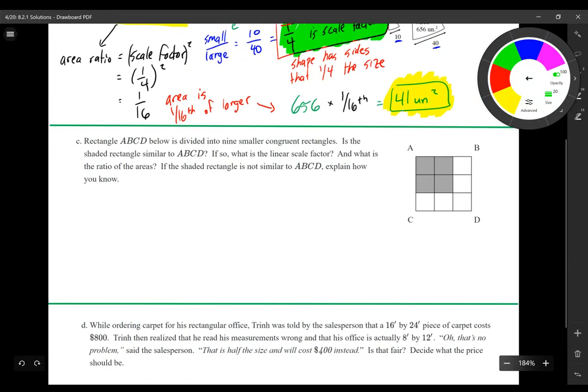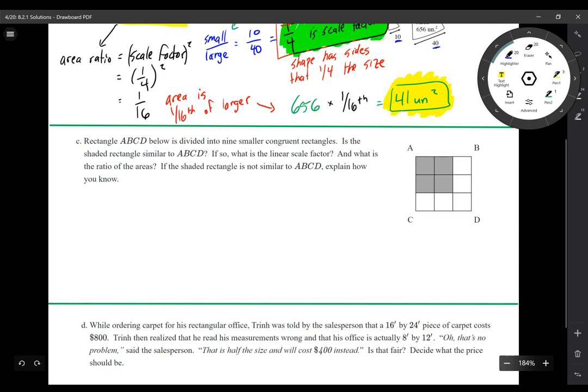Down to the third question, part C. The rectangle ABCD is divided into 9 smaller congruent rectangles, and we want to know if the shaded rectangle is similar to the larger one. When we look at it, we can actually figure out the dimensions for this one. The shaded rectangle, we're talking about this one right here.